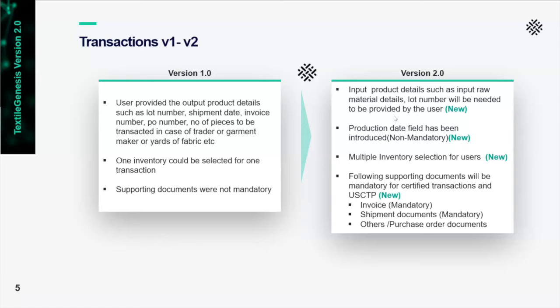We also understood that in version 1, only one inventory could be selected for one transaction, but now there is an option to select multiple inventories while you're conducting transactions.